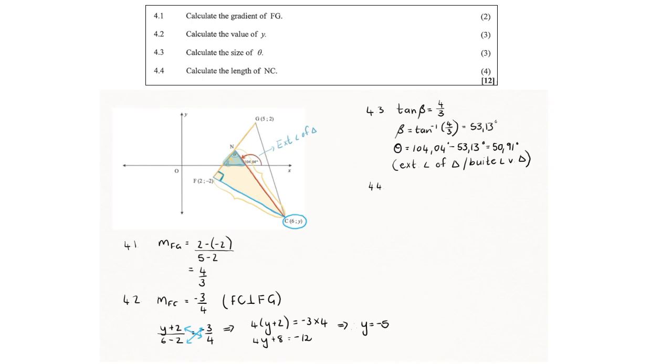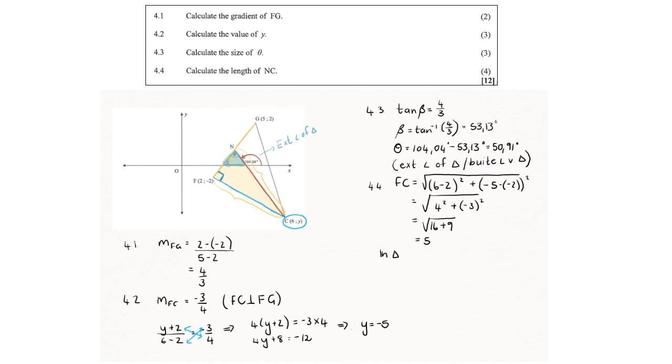So let's first determine the length of FC. FC is then equal to the square root of (6 minus 2) in brackets squared plus (negative 5 minus negative 2) in brackets squared. And this simplifies to the square root of 4 squared plus negative 3 squared, and that is equal to 5. So the length of FC is 5.